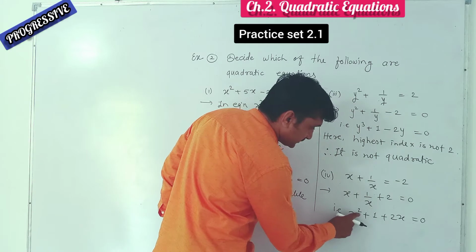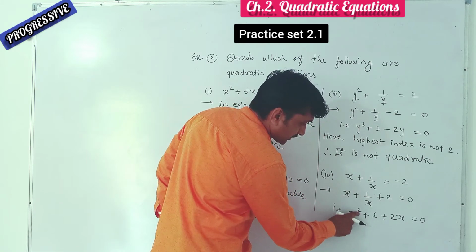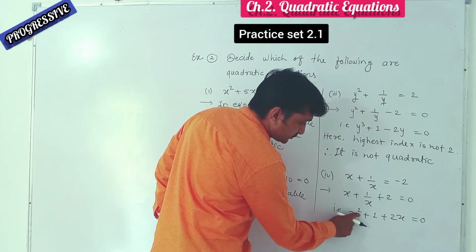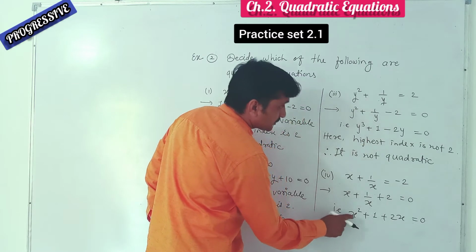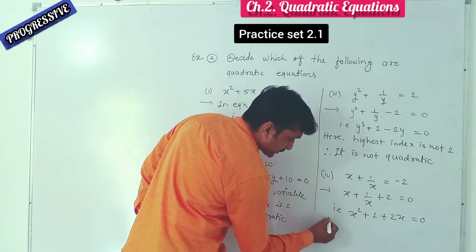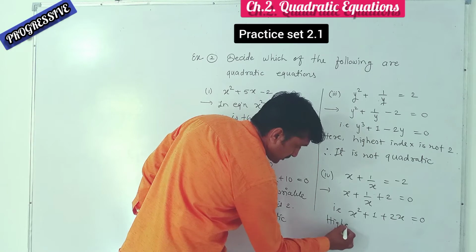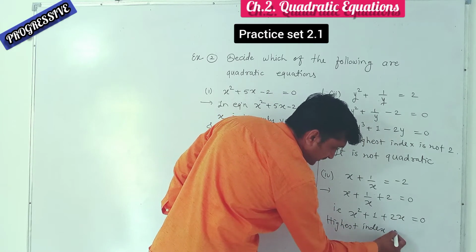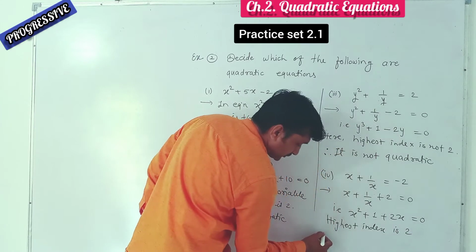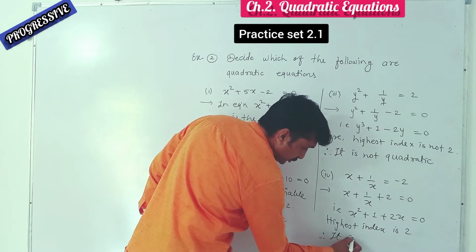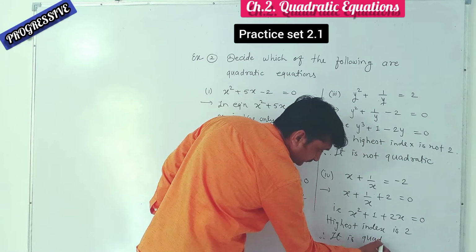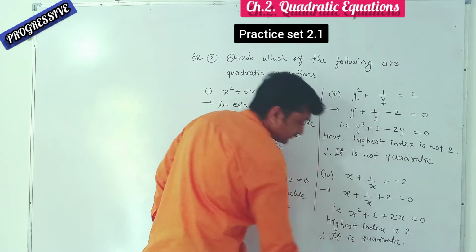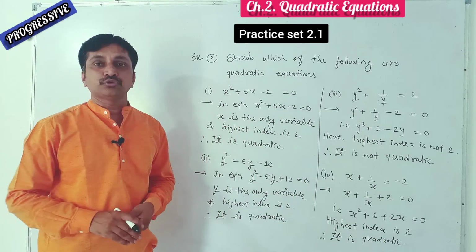What is the highest index here? 2. Correct, no? Highest index is here 2. That's why the answer is yes. Here we have to write: highest index or maximum index is 2. Therefore, it is quadratic. With reason we have to write always. This is example number 4.